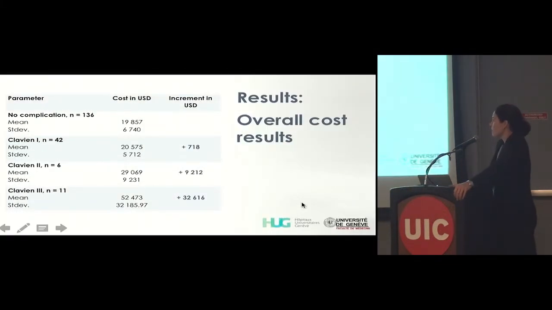Let's have a look at the results. We had 136 patients without any complications, ending up at a cost of just under $20,000 US. A Clavien 1 complication, again no treatment, just added a little bit of incremental costs, around $700. A Clavien 2, conservatively treated, plus $9,000, and reoperations, a significant cost increase, over $32,000.